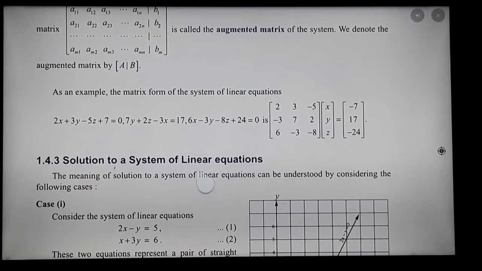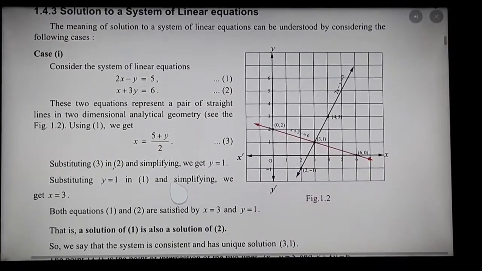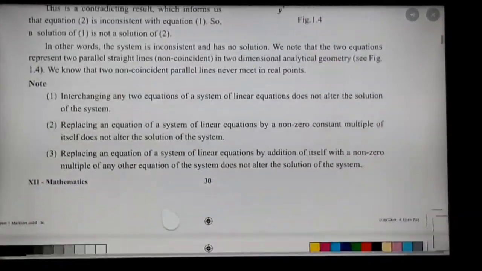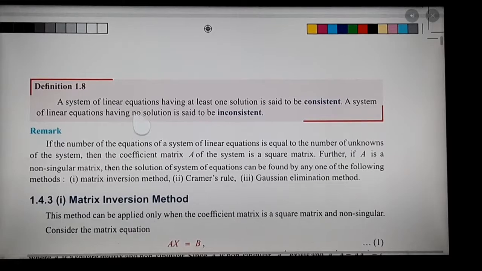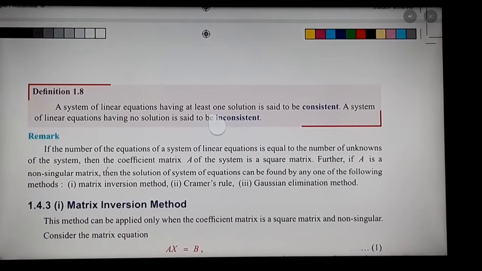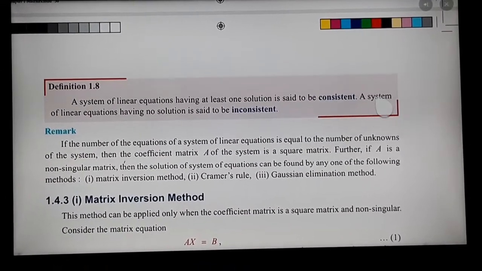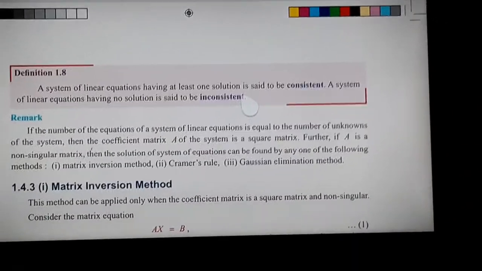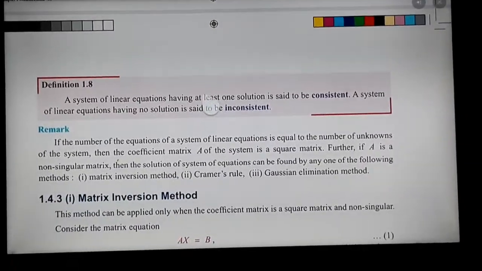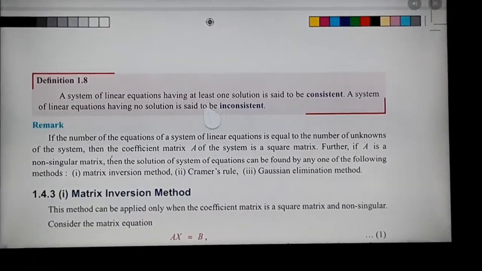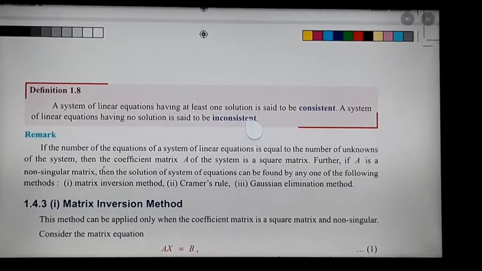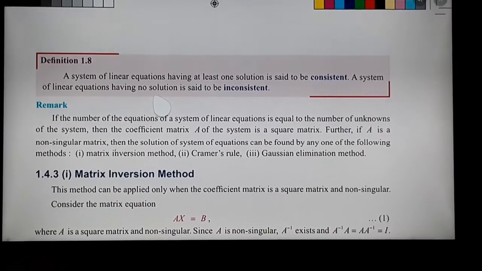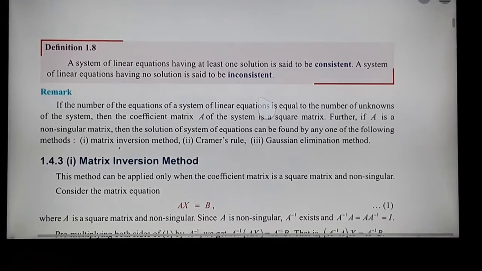Next, solution of system of linear equation. The system of linear equation having at least one solution is said to be consistent. The system of linear equation having no solution is said to be inconsistent. At least one solution, that is, one solution or infinitely many solutions, is consistent. A system of linear equation having no solution is said to be inconsistent.